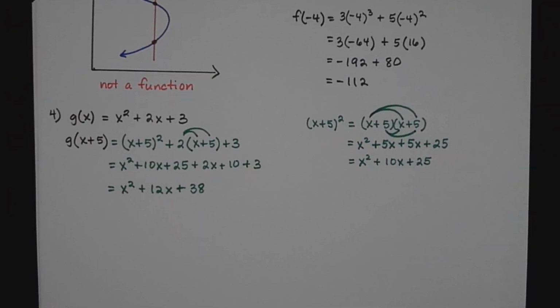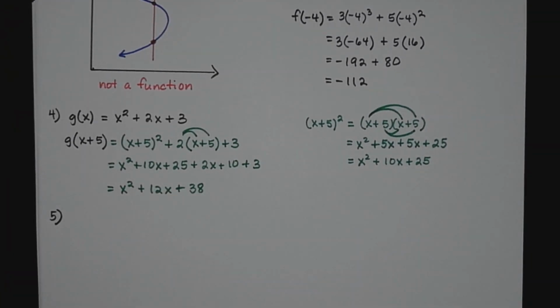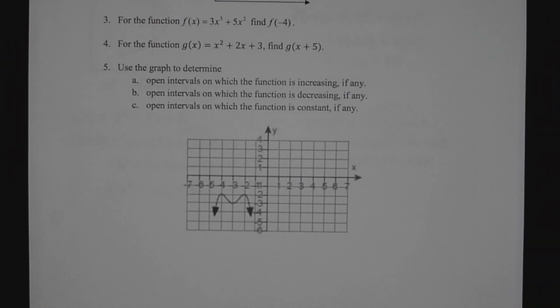All right, number 5. Here you're going to use this graph to determine these 3 things. In part A, you're going to find the open intervals on which the function is increasing, if any, and the open intervals on which the function is decreasing, if any, and the open intervals on which the function is constant, if any.